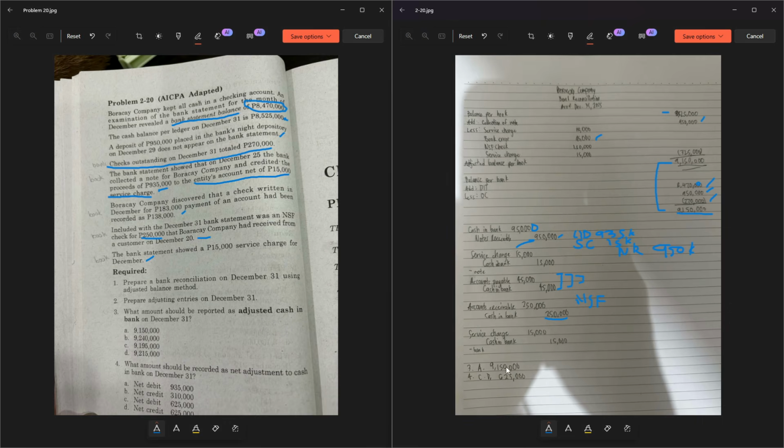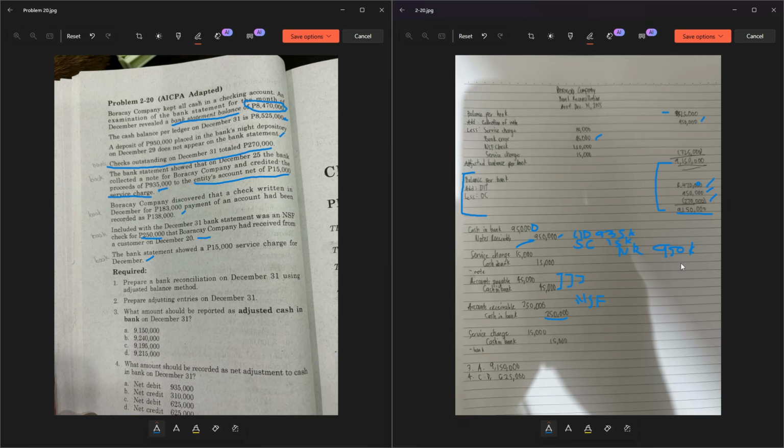Then, number 3, what amount should be reported as adjusted cash in bank on December 31? So, the answer is letter A, 9,150,000. And, bakit? Kasi, ito, yung pag-solve kanina. And then, number 4, what amount should be recorded as net adjustment to cash in bank on December 31? So, D, 625. So, bakit 625,000?